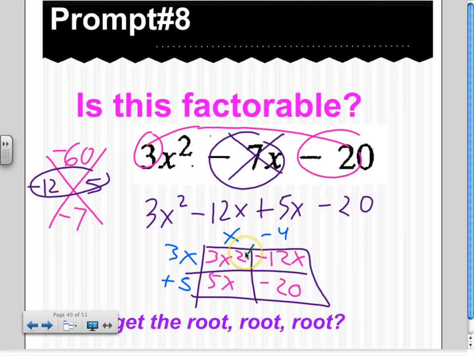That'll give you 3x squared, that'll give you negative 12x, this will give you 5x, and yes, it will certainly give you negative 20. Perfect. Now write it out. So I have x minus 4, times 3x plus 5. So this is what we call factored.